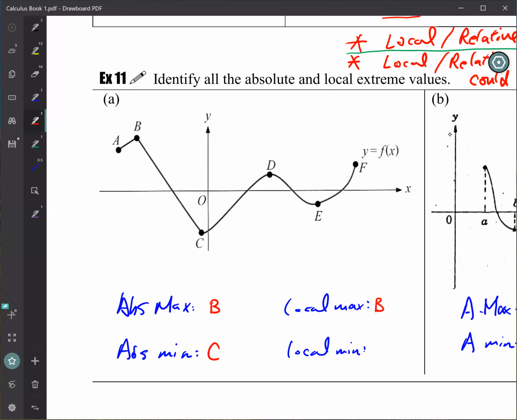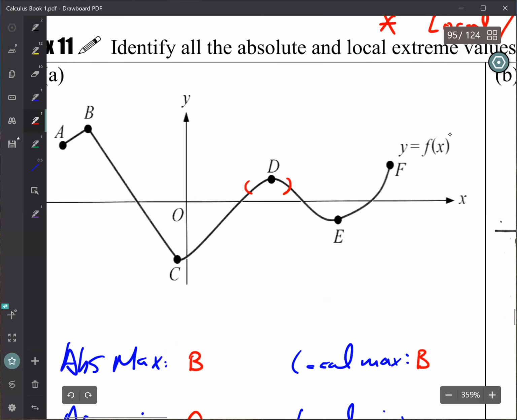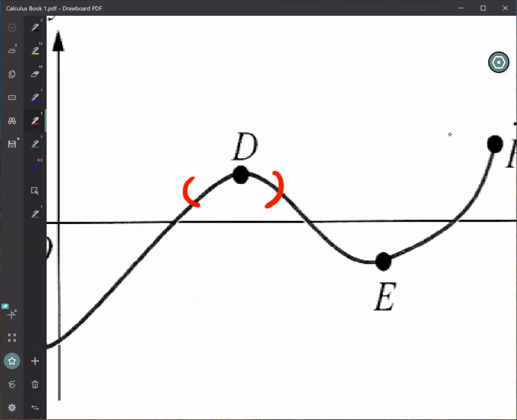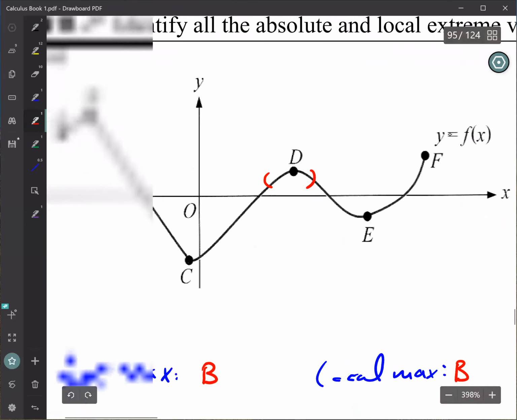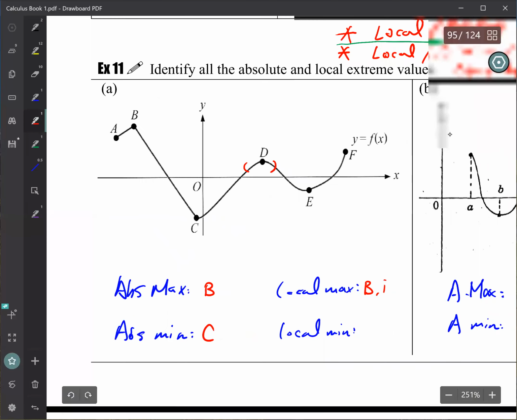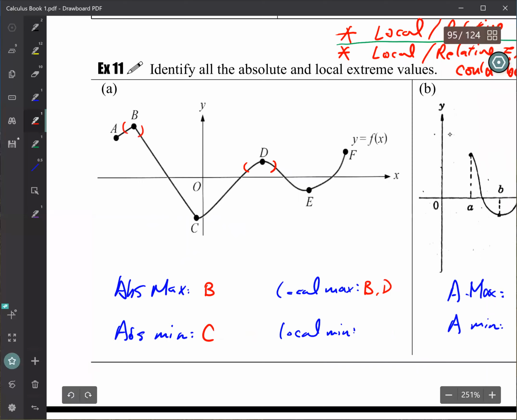Would D count too? Well, as long as you can make a small interval, and then within that you only focus on locally. It's like you look around your neighborhood, so you have a highest point. So D also counts. Any more? I think that's it.